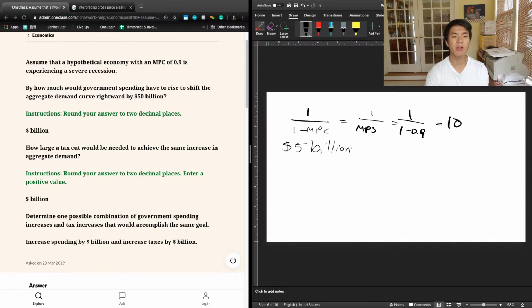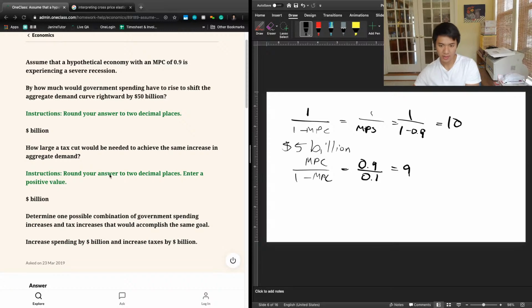The next question says, how large of a tax cut would be needed to achieve the same increase in aggregate demand? And so this question is going to be given by the tax multiplier. And the tax multiplier is given by a slightly different equation. It's MPC divided by 1 minus MPC. So 0.9 divided by 0.1, or 9. Right? And so in this case, if we wanted to achieve the same increase in aggregate demand, we know that for every dollar that we decrease taxes, there's going to be a $9 increase in aggregate demand.